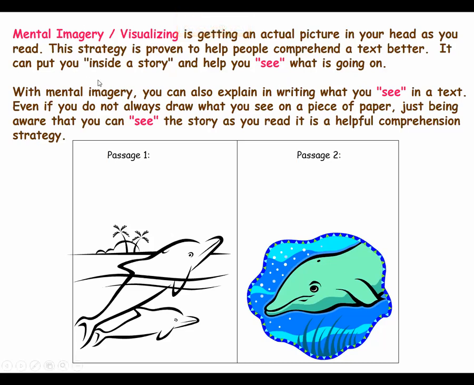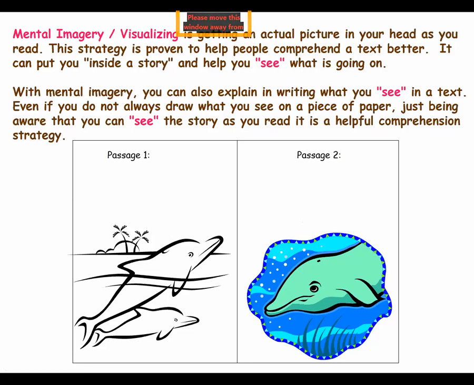Okay, so with mental imagery you can also explain in writing what you see in a text. Even if you do not always draw what you see on a piece of paper, just being aware that you can see the story as you read is a helpful comprehension strategy. So it's not necessary that you have to draw the picture. I have drawn pictures over here just to show you the overall idea.